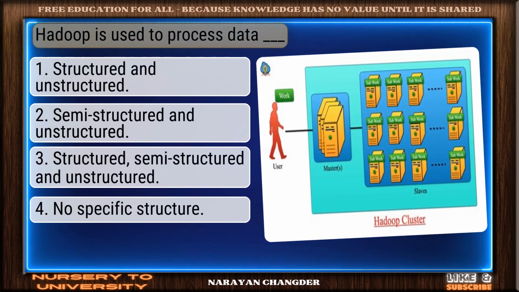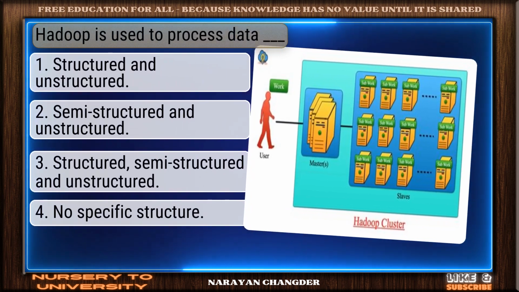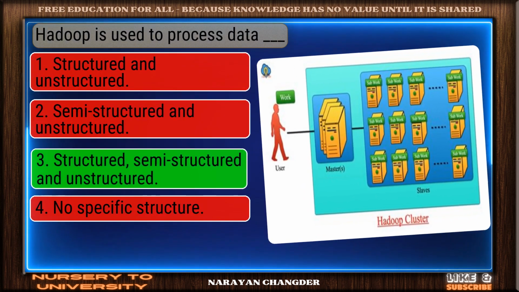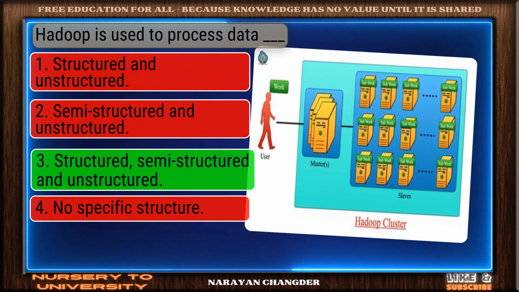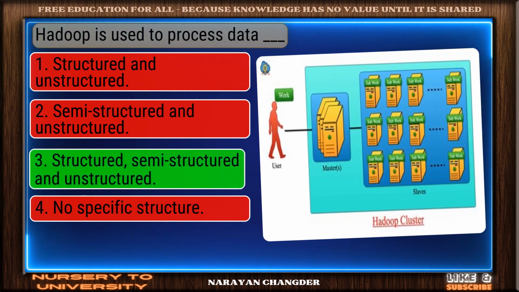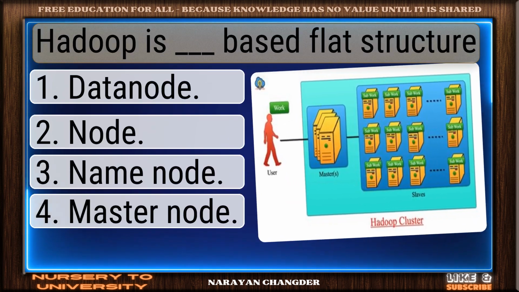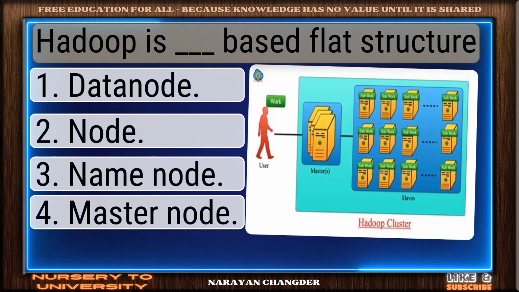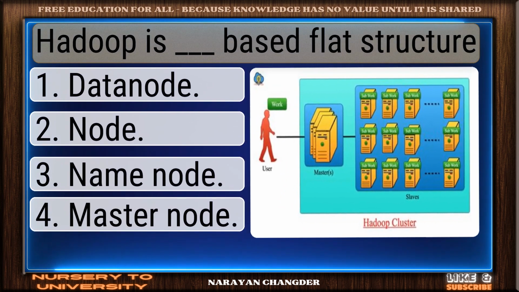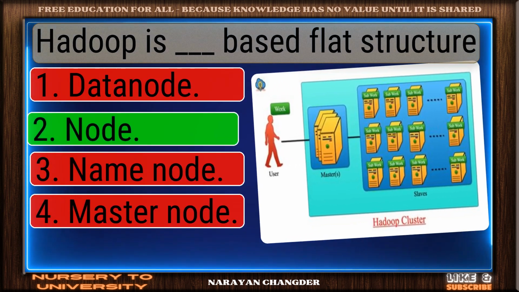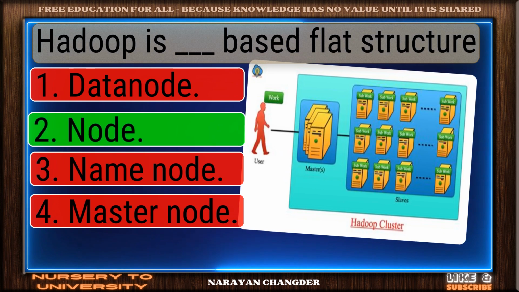Question number 53. Hadoop is used to process data ___. Clear logic. Your choice structured, semi-structured and unstructured is sound and 100% true. Question number 54. Hadoop is ___-based flat structure. Well done. Node is the right choice.